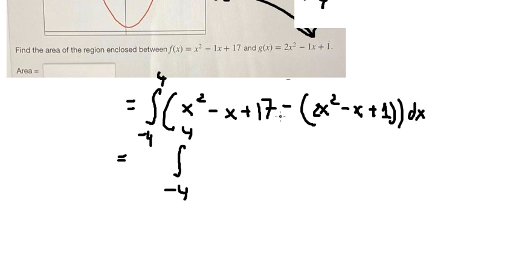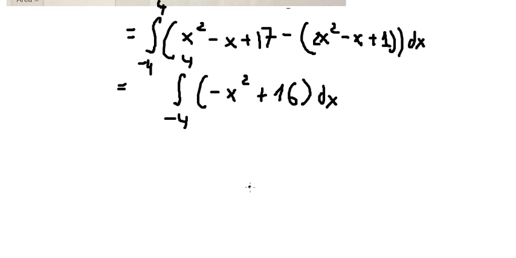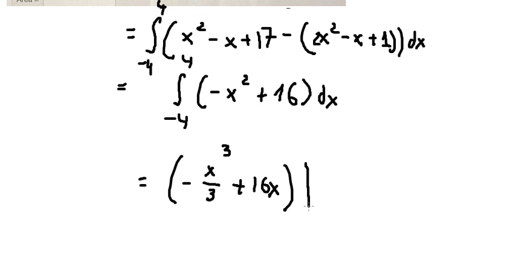So s squared minus 2s squared, we have negative s squared. This one we have positive 16. And now we have the final answer, the integration of s squared. We have s to the power of 3 over 3. This one we have 16s, and we put the bound from negative 4 to positive 4.